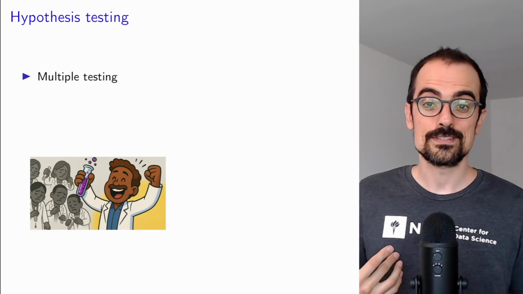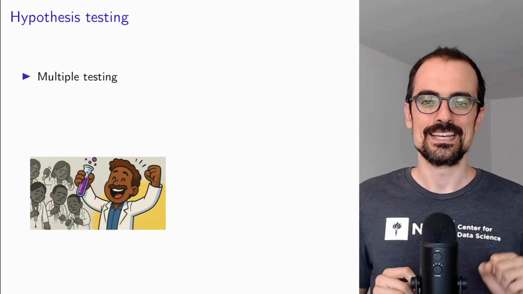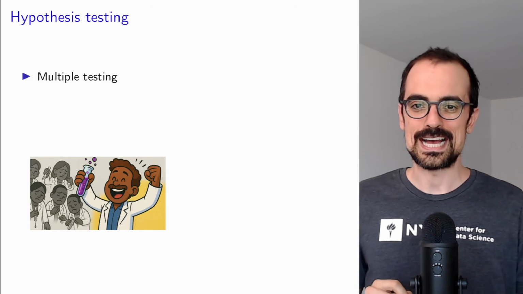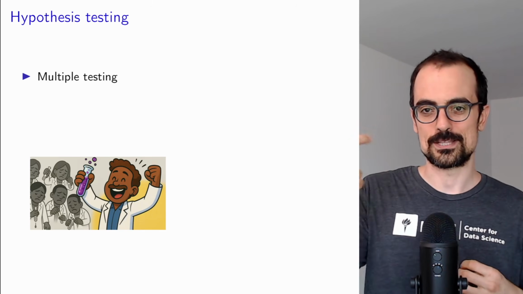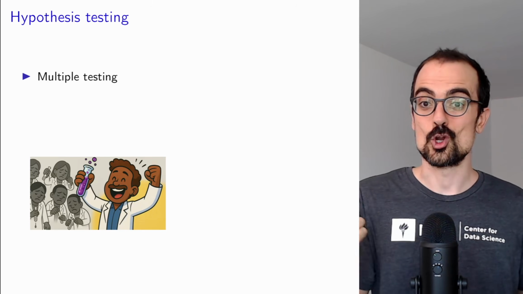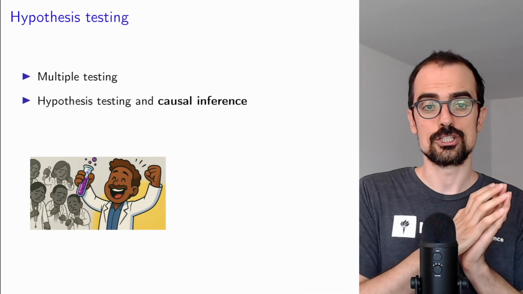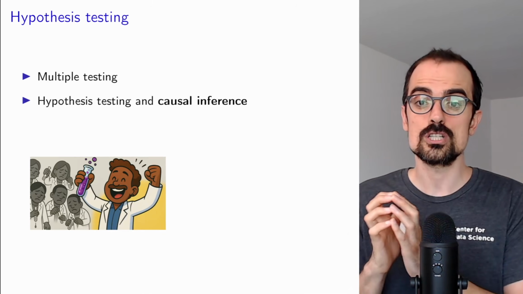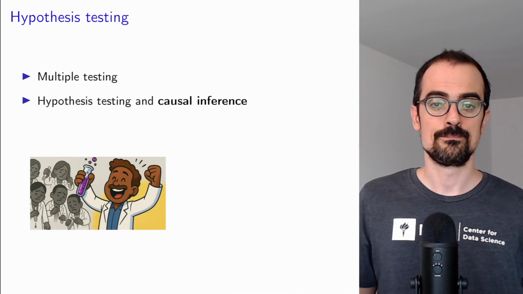Multiple testing is extremely important in real applications, because when you apply several hypothesis tests at the same time, one of them might seem statistically significant just by chance. In this case, it's the one from this guy who's very happy, but the guarantees provided for hypothesis testing for a single test no longer hold. It's also important to understand the relationship between hypothesis testing and causal inference, because they play complementary roles when we analyze data.